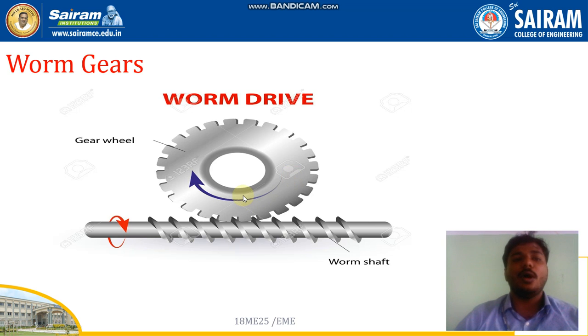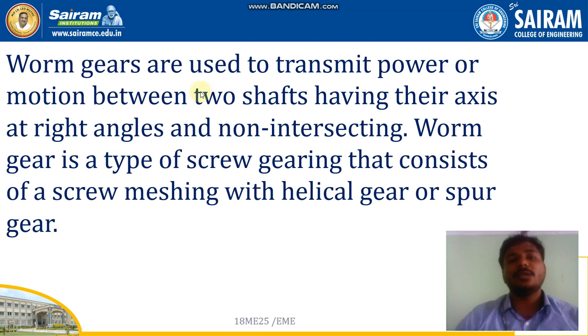Now we'll see how it works. Worm gears are used to transmit power or motion between two shafts having their axes at right angles, and they can also transmit between non-intersecting axes. As I told you, a worm gear is a type of screw gearing that consists of a screw meshing with a helical gear or spur gear.